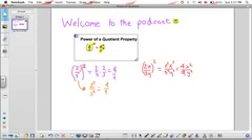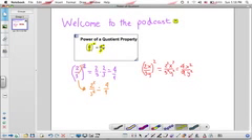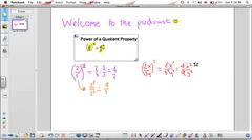So we used the property, the power of a quotient property, to simplify. And we got our answer. This answer right here. All right.